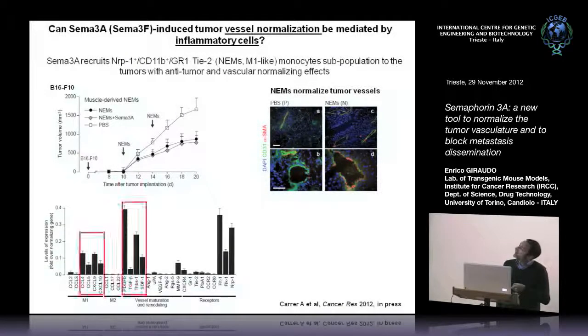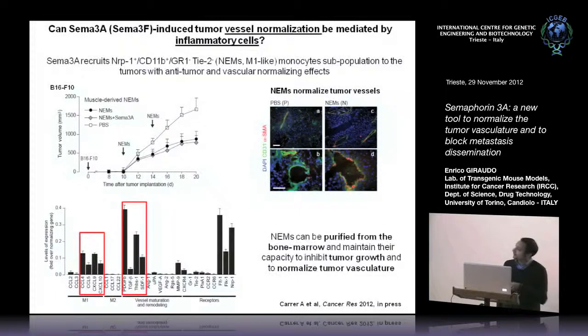Profiling these NEMs, they found that they express a lot of molecules that can normalize the vasculature, and they also have an M1-like phenotype. Also very interesting, they were able to purify this NEM population from bone marrow. And this purified NEM subpopulation is able to retain the tumor growth inhibition and normalization.